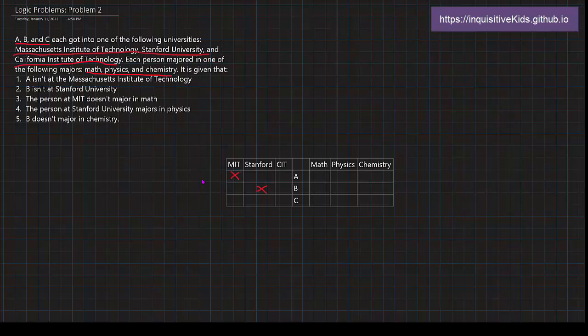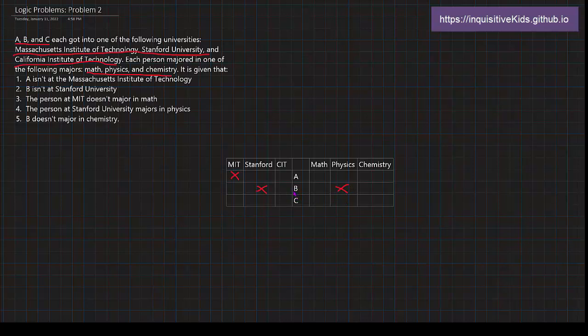Okay, we can't really get anything from that right now. Let's just put that aside for now. The person at Stanford University majors in physics. Wait, so we know that if you go to Stanford University, you major in physics. So if you don't, which in B's case, he doesn't go to Stanford, then you don't major in physics. So we can cross it out as well.